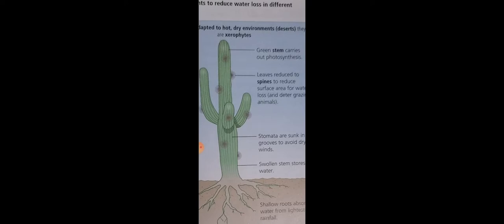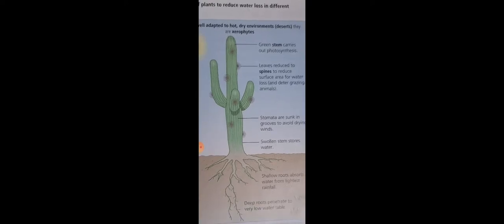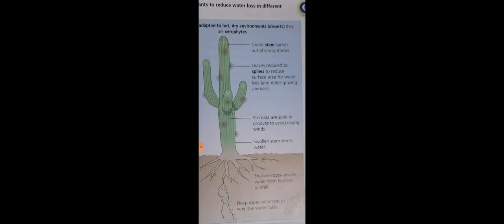The spines you can see, so the leaf are reduced to spines, so the surface area for the water is very little, mean water loss is very minimized. The green stem carry out photosynthesis.